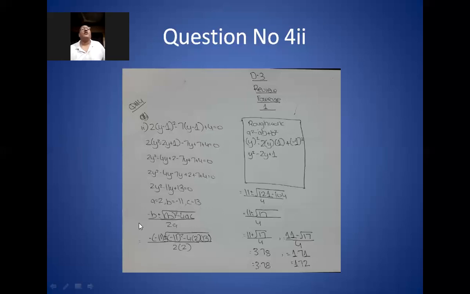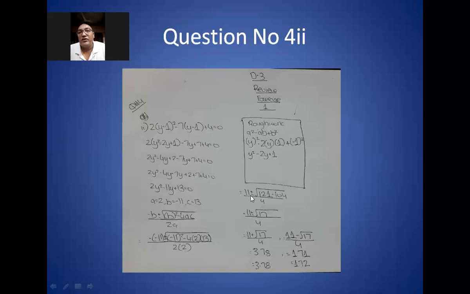So we will apply the quadratic formula. It says minus B plus minus under root B square minus 4AC, the whole thing divided by 2A. So substitute the values of A, B, and C in the quadratic formula. So we will have minus bracket minus 11 bracket close, plus minus under root bracket minus 11 bracket close square minus 4 into 2 into 13, divided by 2 into 2.